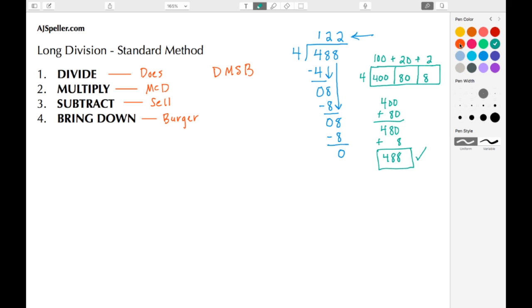And just for a quick reminder, this number on the outside is the divisor, this number on the inside is the dividend, and the answer here is the quotient.